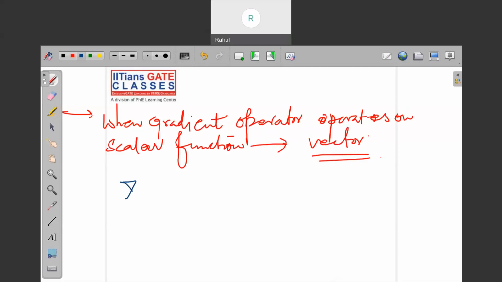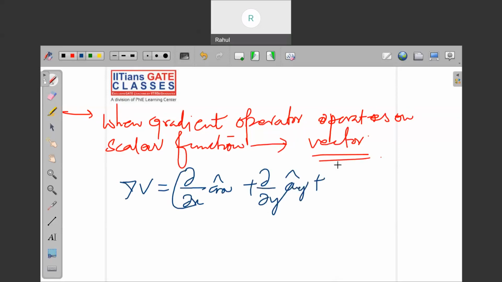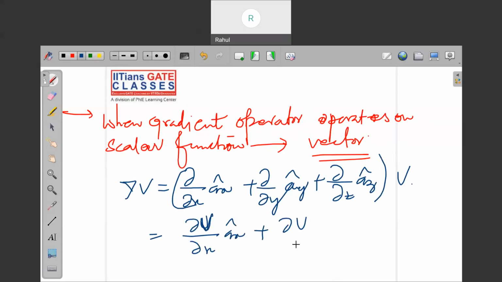Suppose there is a del operator acting on V, so we can write this as dou by dou x ax cap, plus dou by dou y ay cap, plus dou by dou z az cap, times V. You can take this V inside, so the rate of change of this temperature, or potential: dou V by dou x ax cap, dou V by dou y ay cap, plus dou V by dou z az cap.